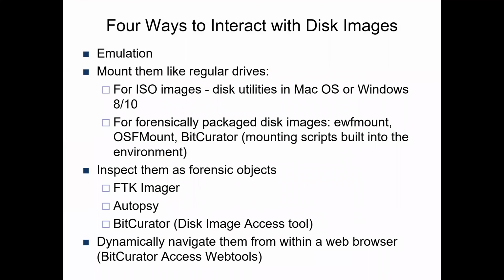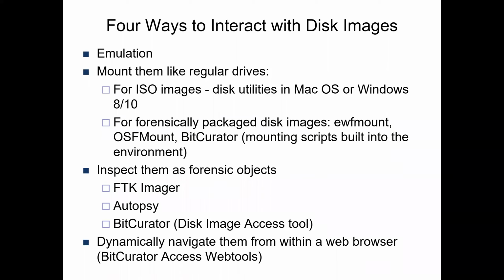There are 4 ways to interact with disk images. You can use emulation, which is certainly an important modality for many museum collections. You can mount them like regular drives. So you use a tool that then translates that file to treat it like a disk that's been connected to the computer. You can also inspect them as forensic objects using something like FTK Imager, which is a free but proprietary tool, and also the disk image access tool that's been built into the BitCurator environment, which we'll look at in just a second.